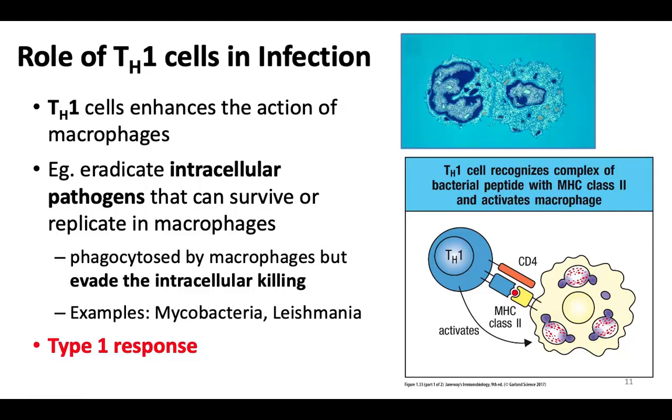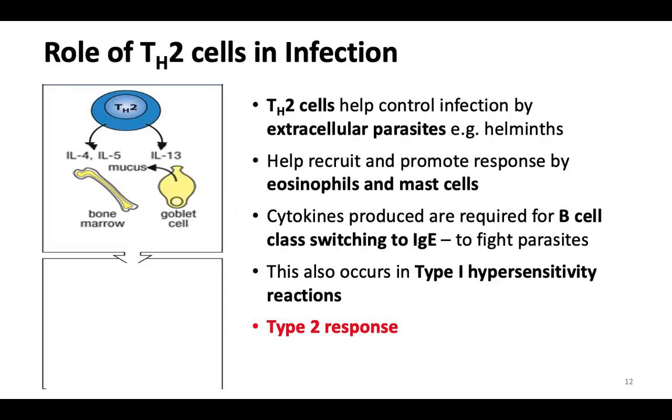In type 2, the type 2 response is caused by Th2 cells. In this response, Th2 cells secrete interleukins like interleukin-4, interleukin-5, and interleukin-13 to kill extracellular pathogens, including parasites. All right, guys, I hope it helps for your revision on immunology. Good luck, guys. Thank you.